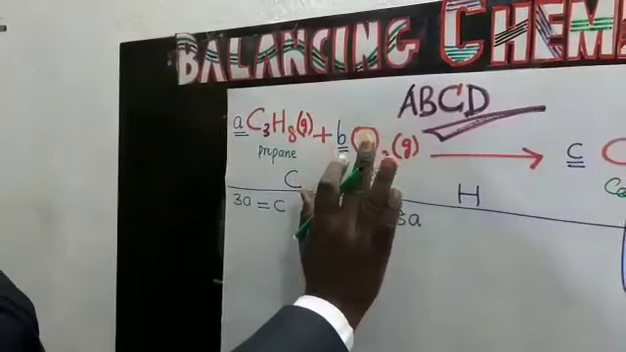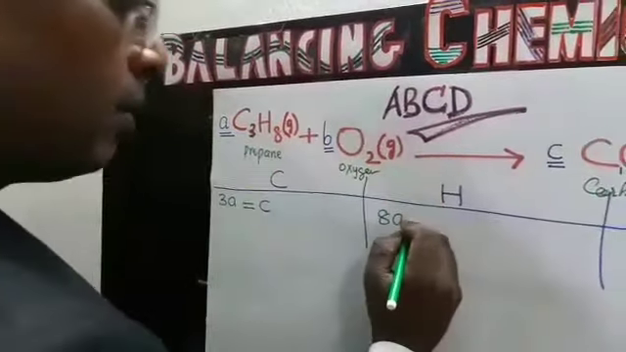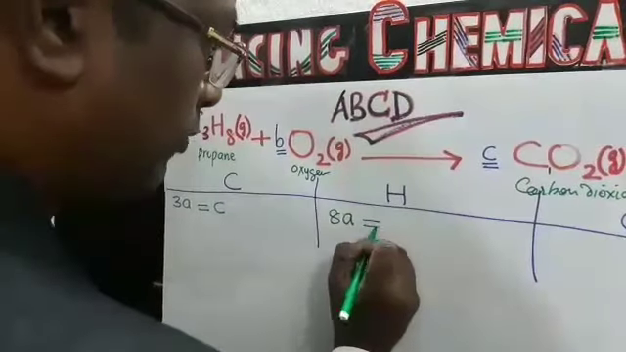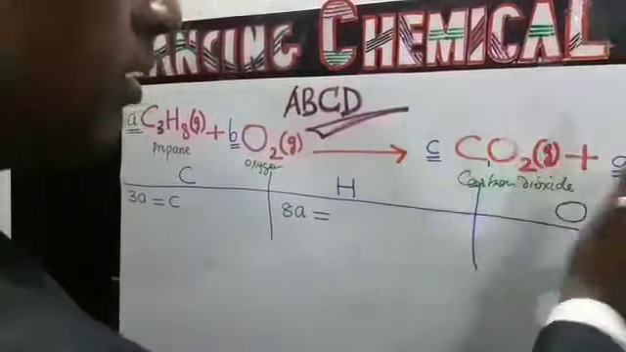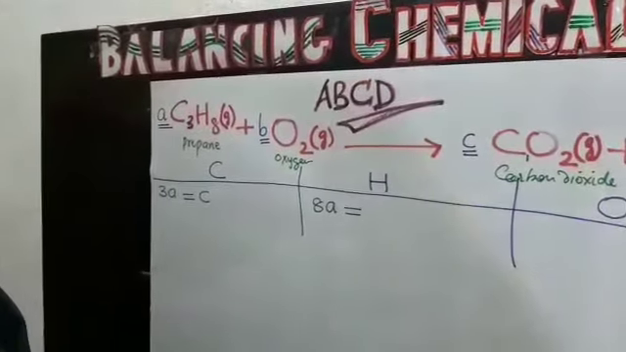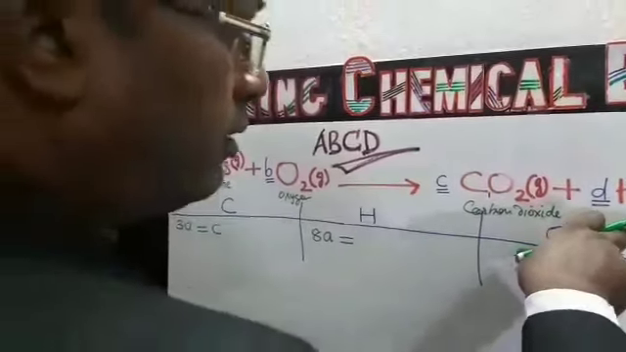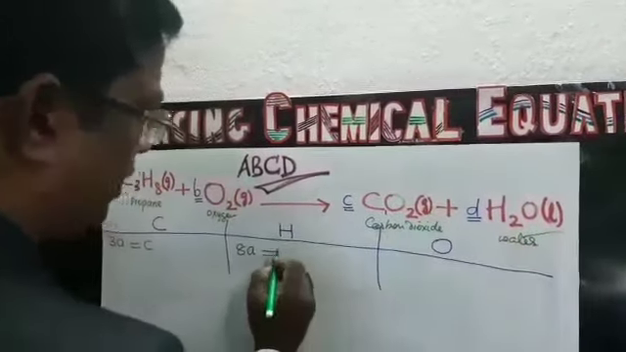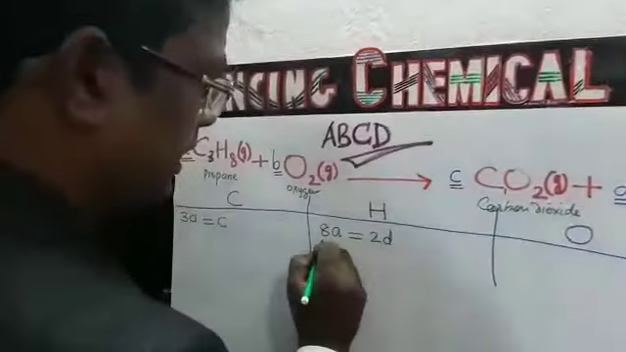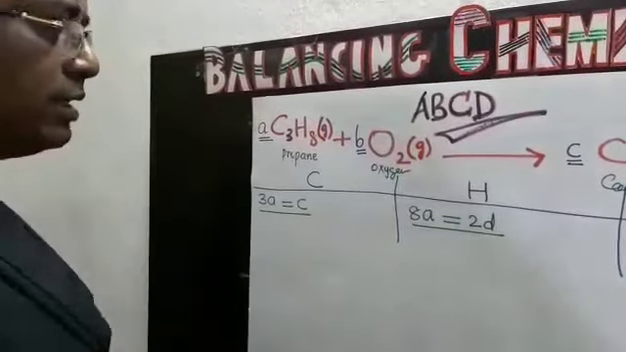We'll cross check. Now, in place of the arrow sign we put an equal to sign, and look for hydrogen present in the products. It is present only in water, and two atoms of hydrogen are present. So 2 into D equals 2D. This is the second equation we have sorted out.